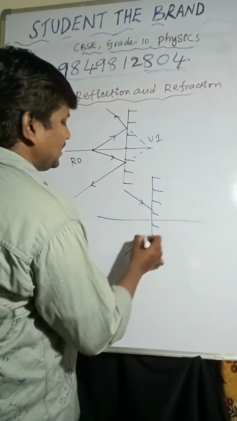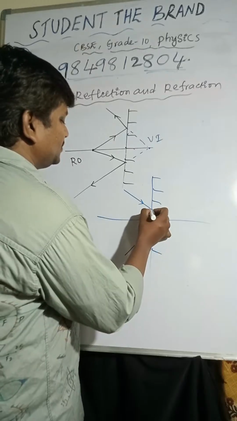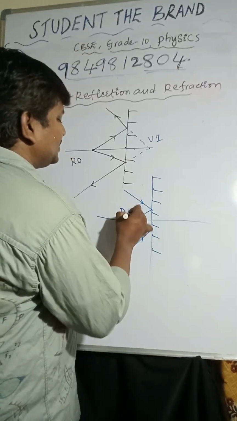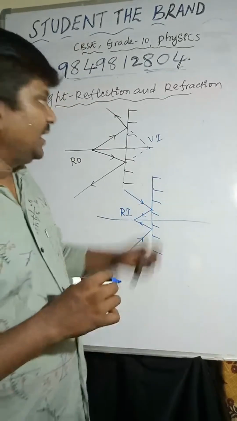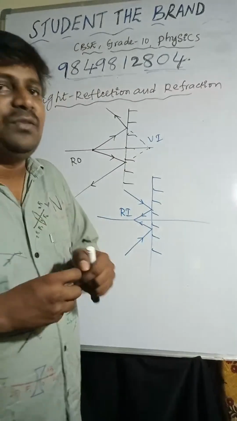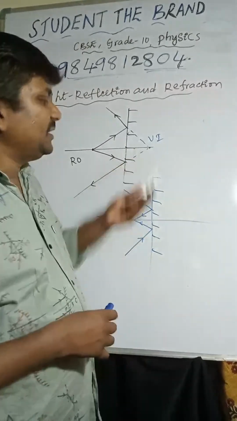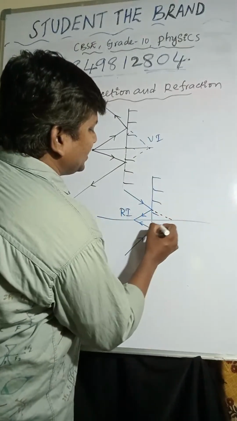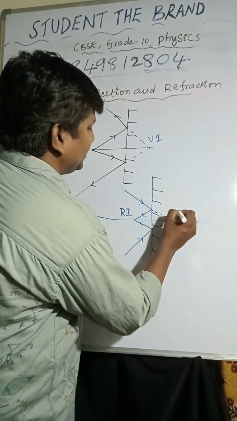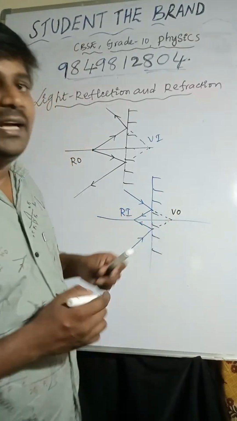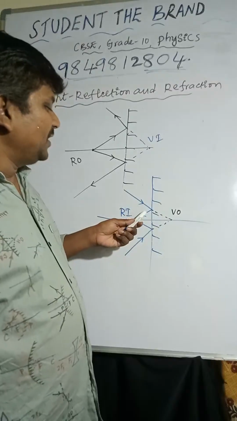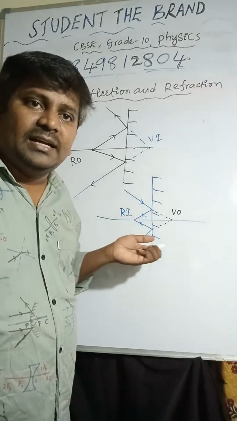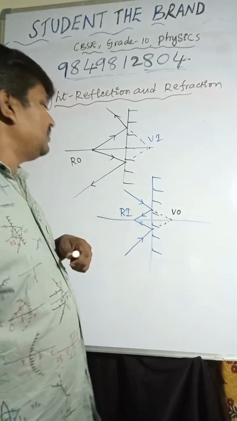How many light rays are required? Minimum two light rays are required. After reflection, you can observe one thing. This is a real image, and there you can observe a virtual image. Sir, what is the difference between a real image and a virtual image? Here, directly the reflected light rays are meeting. These are the reflected light rays, one, two. Directly these reflected light rays are meeting, right? So that is called a real image.